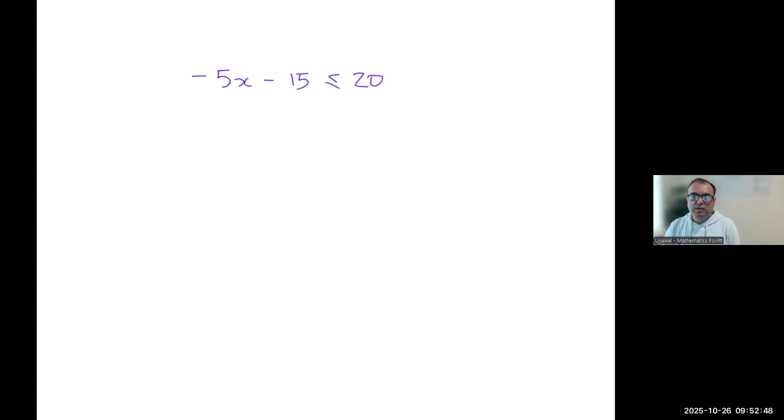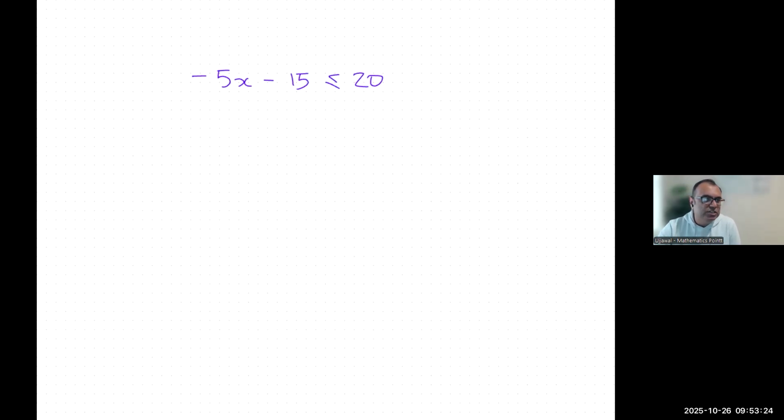A lot of you are saying x is greater than or equal to 7. Okay, I don't know. Let's see what it is. All right, let's do it. Looks like x is greater than or equal to -7 is what the answer is.